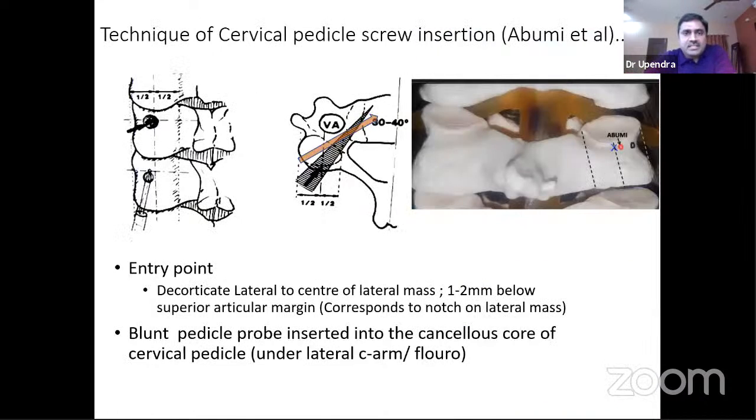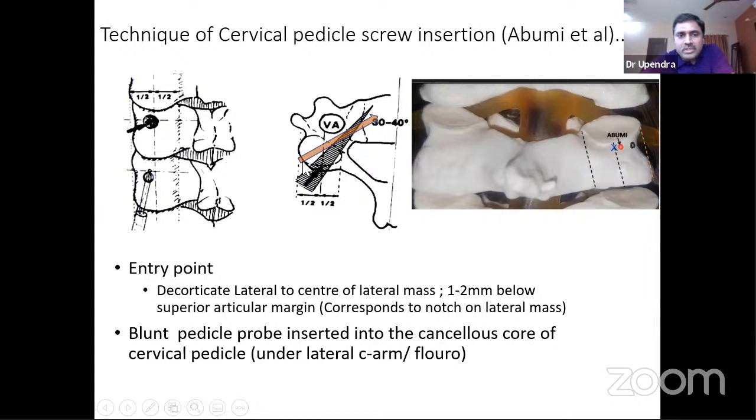Coming on to the technique itself, the most common technique followed is the conventional technique described by Abumi. The entry point is just lateral to the center of the lateral mass, 1 to 2 mm below the superior articular margin, which corresponds to the notch of the lateral surface of the lateral mass. We decorticate the entry point, put our blunt pedicle probe at an angle of around 30 to 40 degrees and get into the cancellous core.